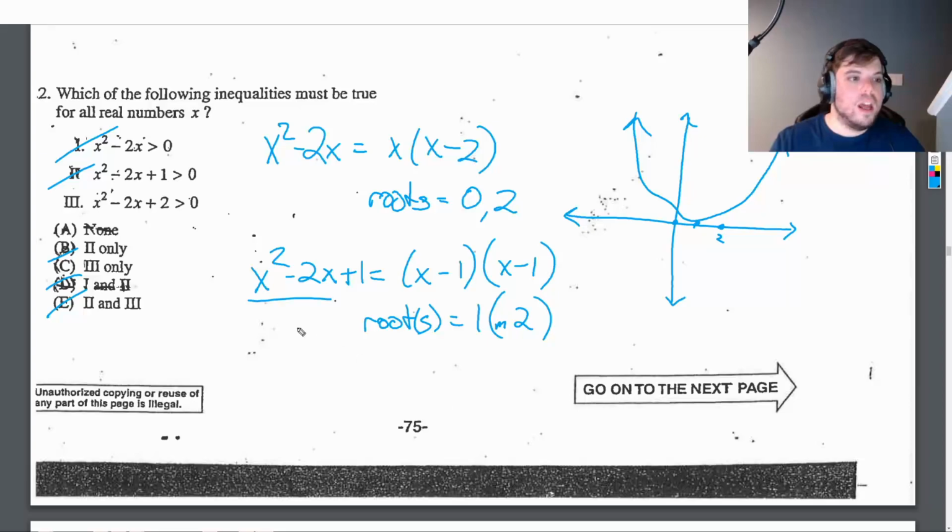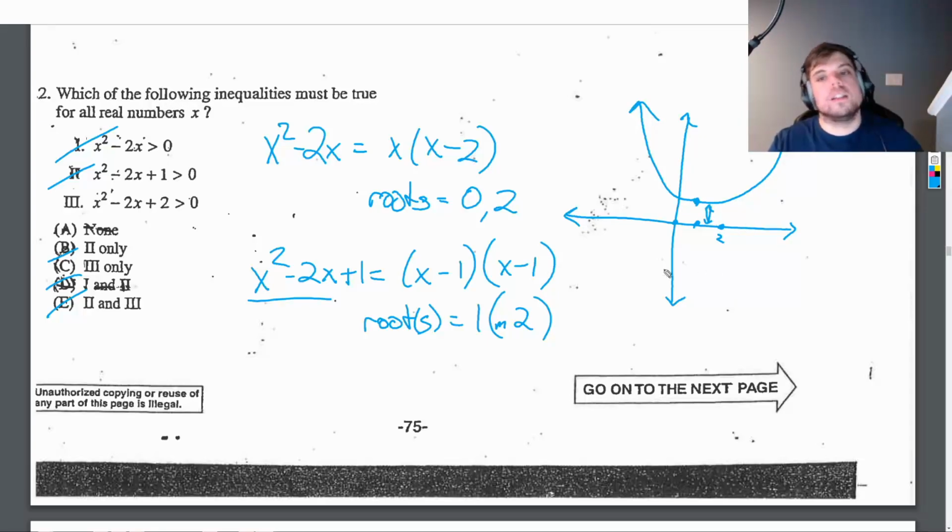Can't be this. X squared minus 2x plus 2. I don't even have to do anything. All this does is shift up every point by 1. It's going to look the same as the second one that we drew, shifted up 1. Therefore, it will never touch the x-axis or go below it, which means 3 is true, and 3 only is the answer. It's a little bit annoying. It does appear that you have to check a lot of these.